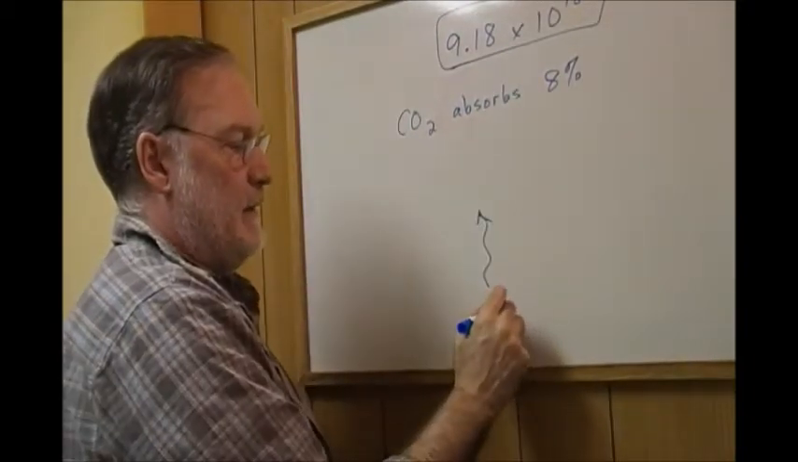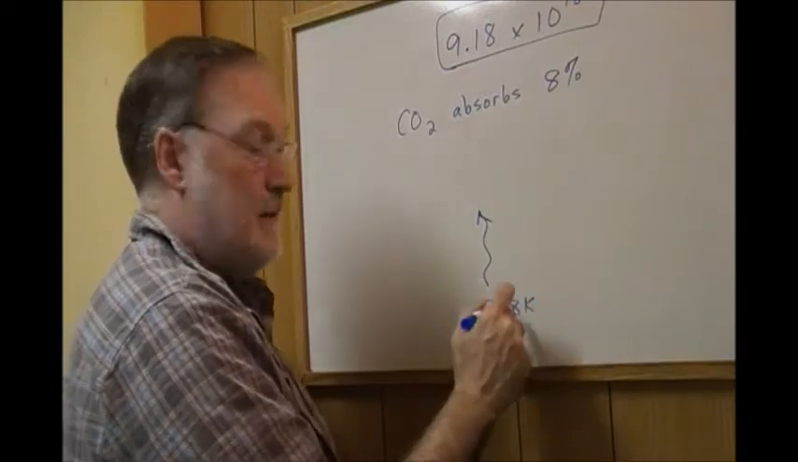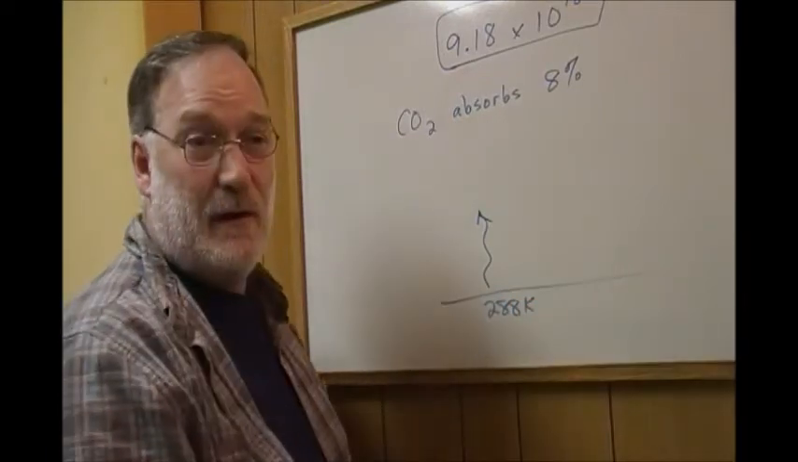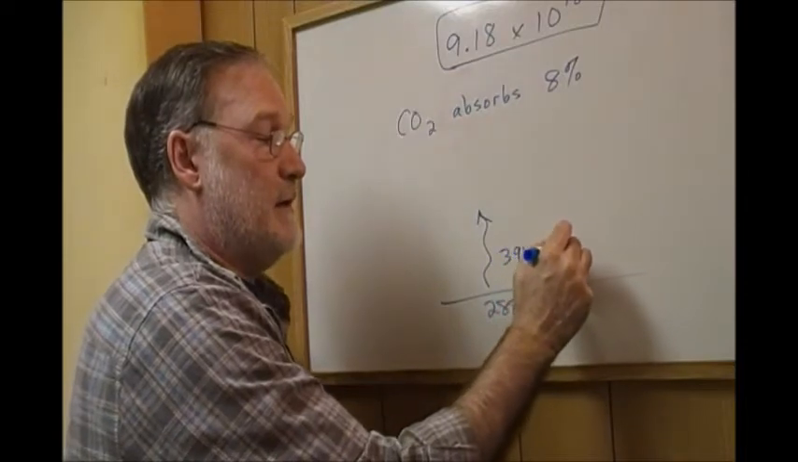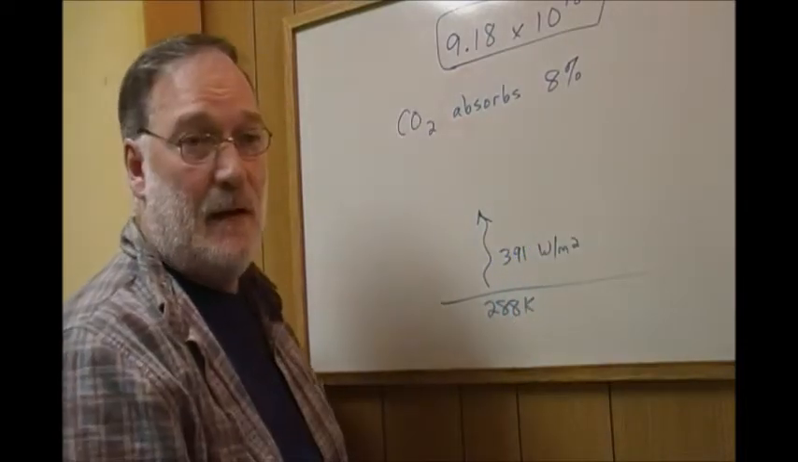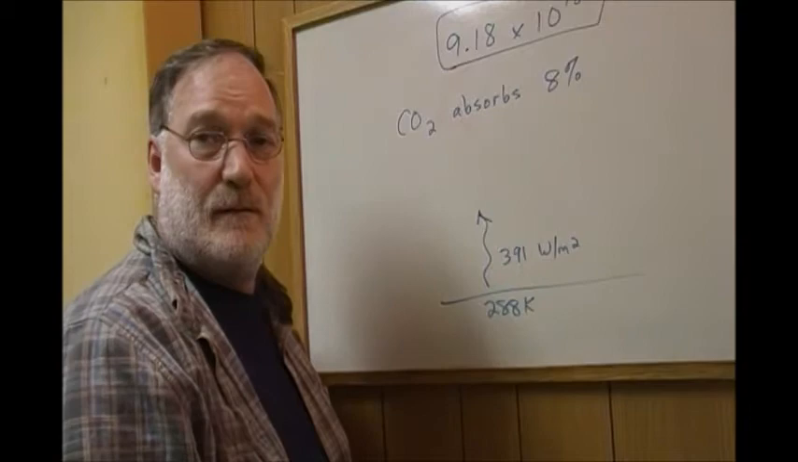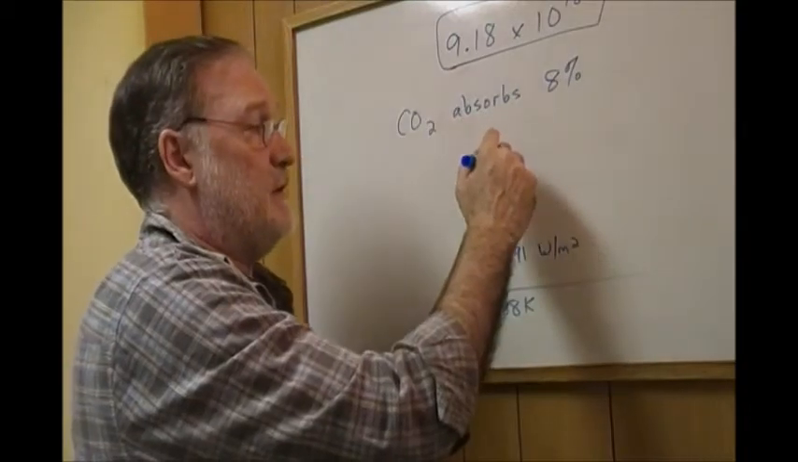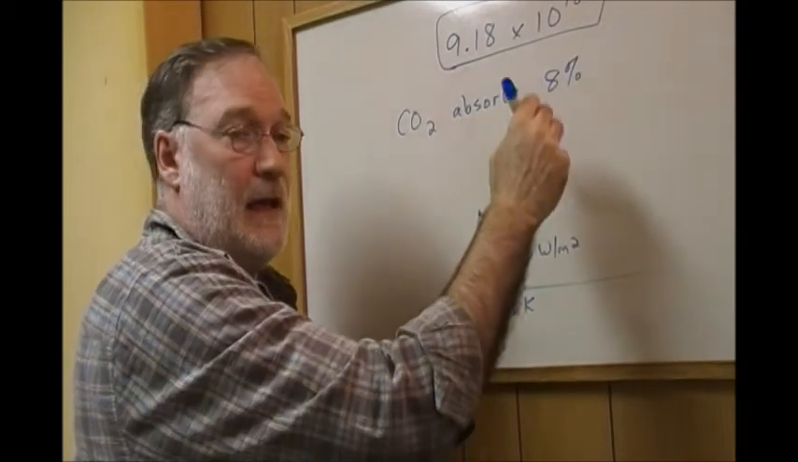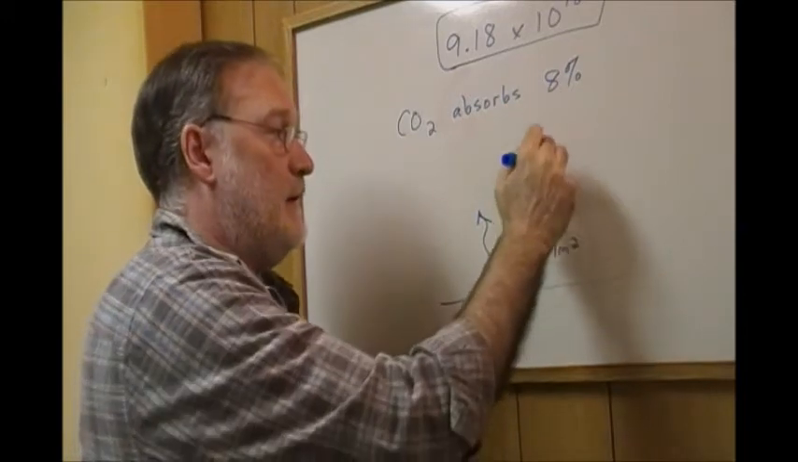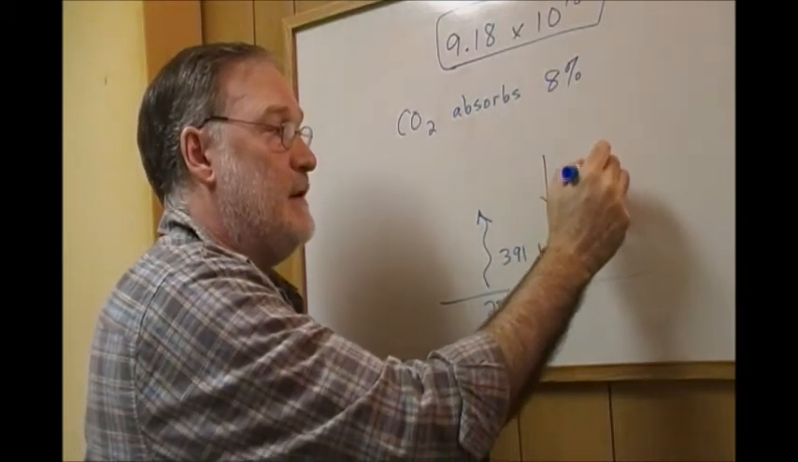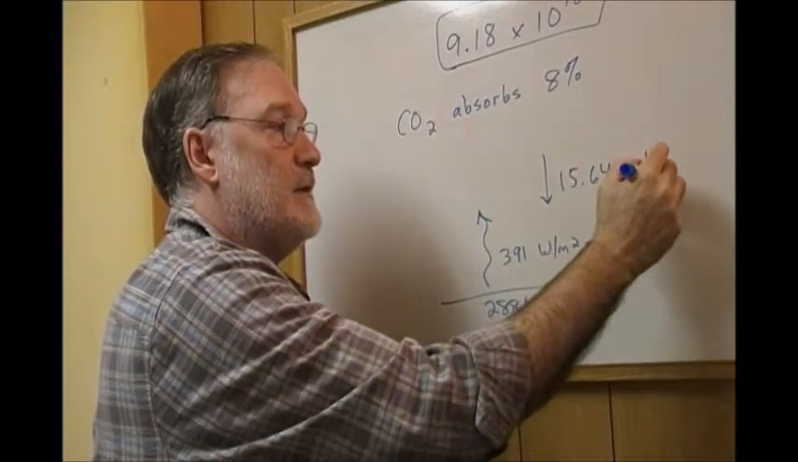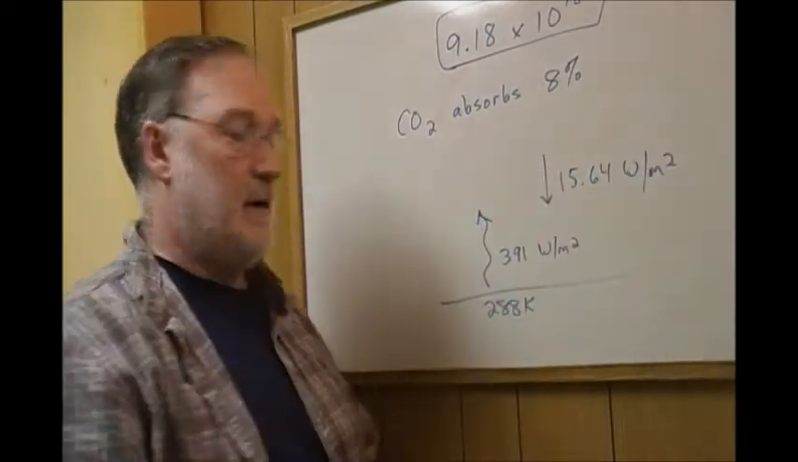At 288 Kelvin, the average temperature of the Earth, it's given off 391 watts per square meter of radiation. 8% of that is absorbed by CO2 molecules, and if 4% comes back down, then what we're seeing is about 15.64 watts per square meter coming back down to Earth.